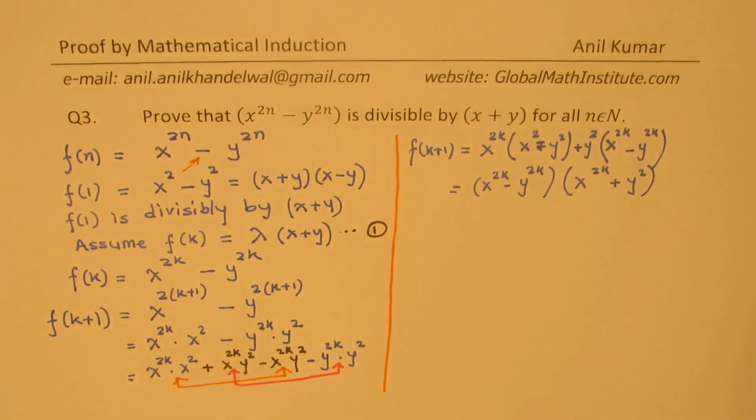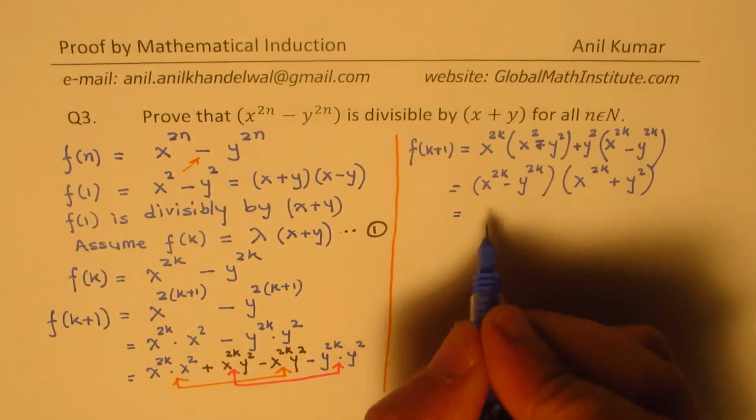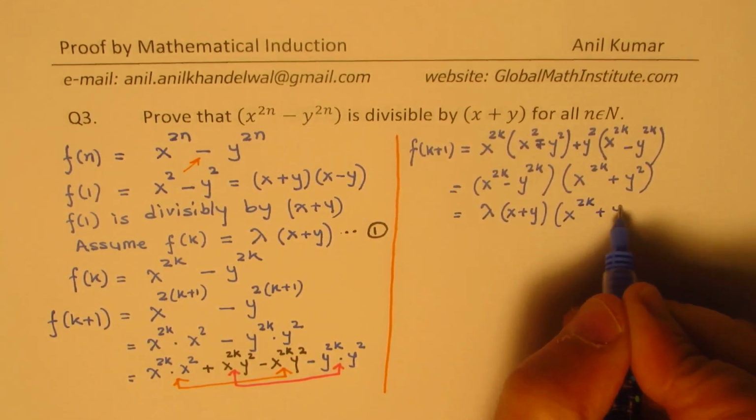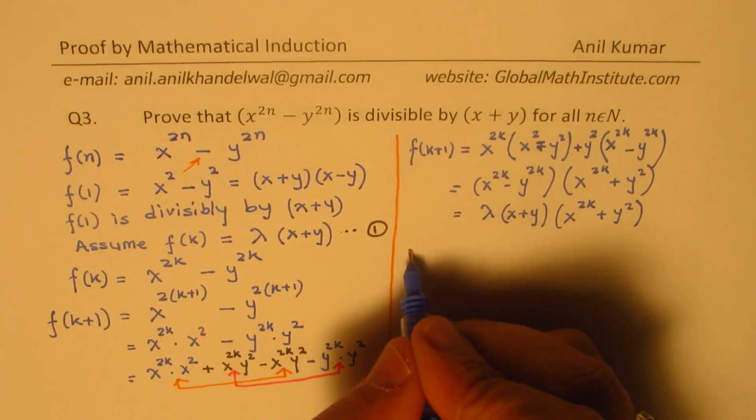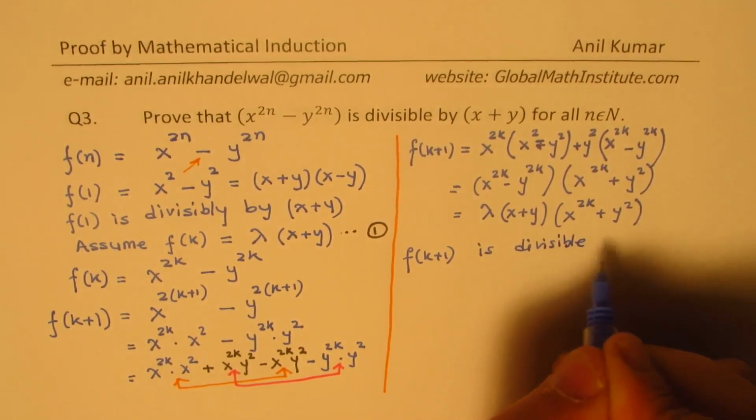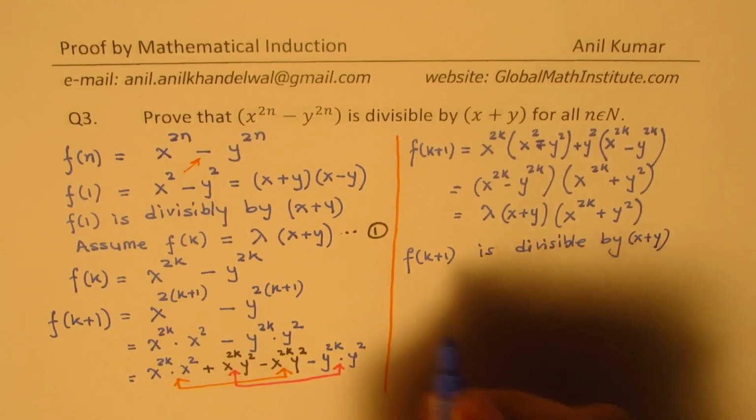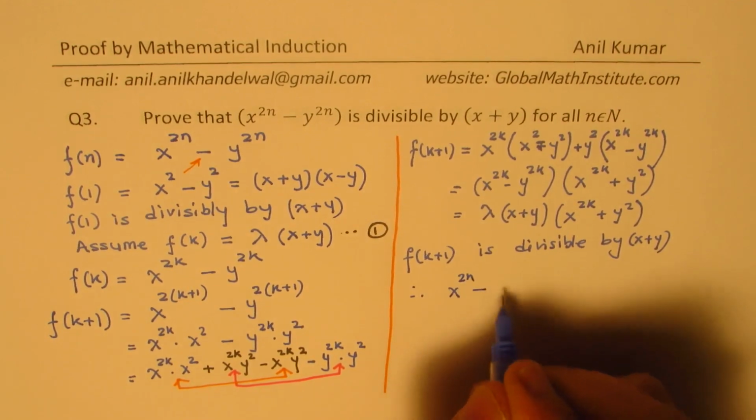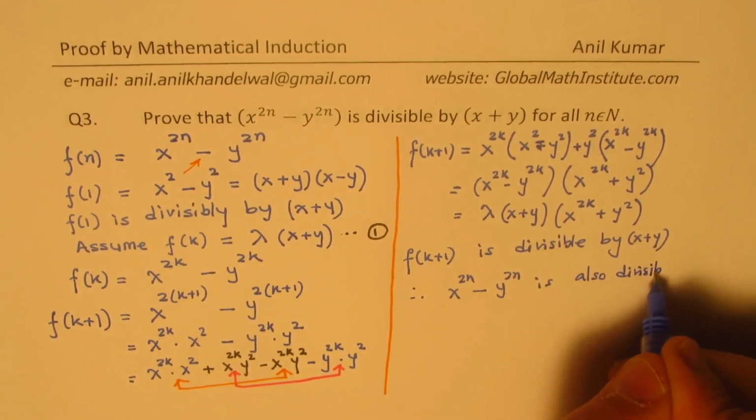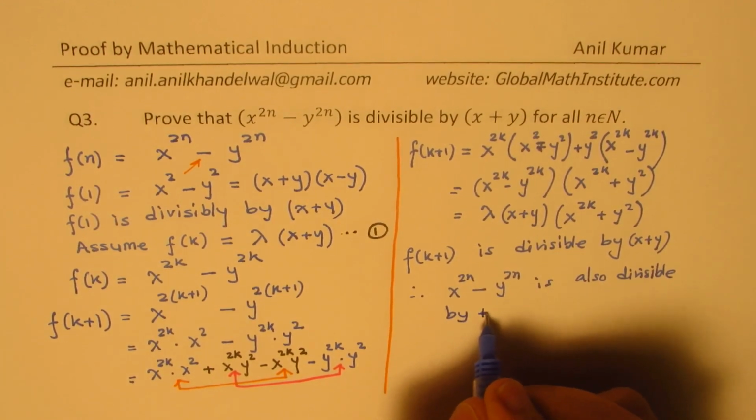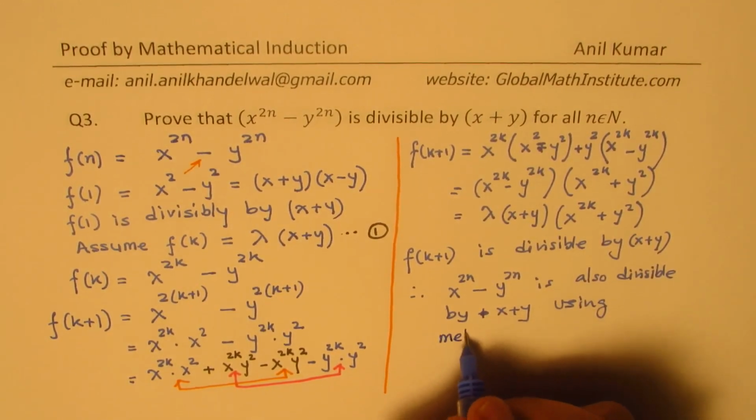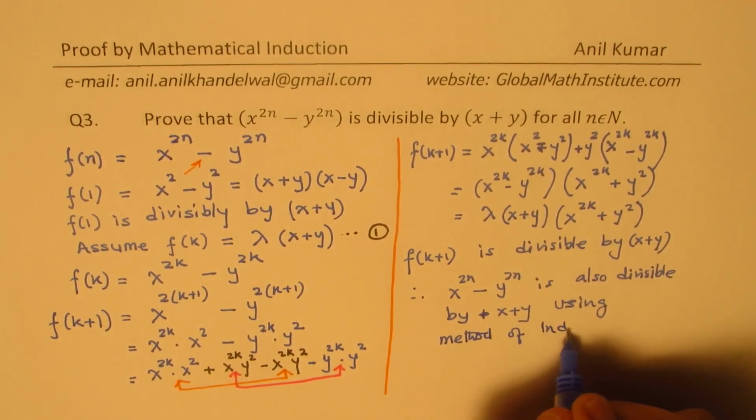So we are going to substitute this here. So we can write this as lambda times x plus y, and here we have x to the power of 2k plus y squared. So clearly we have shown that f(k+1) is divisible by x plus y. Therefore, x to the power of 2n minus y to the power of 2n is also divisible by x plus y using the method of induction. Is that clear?